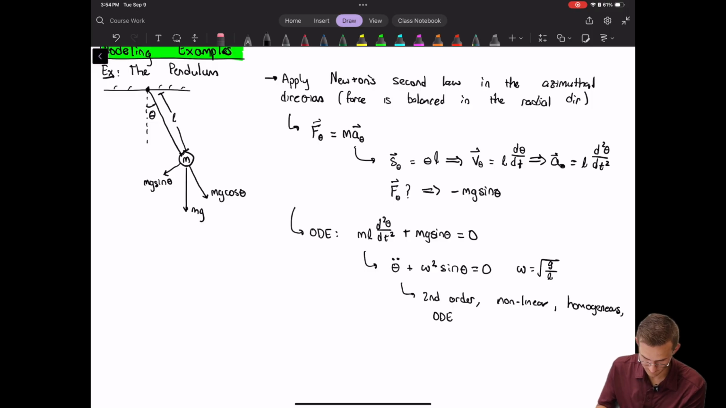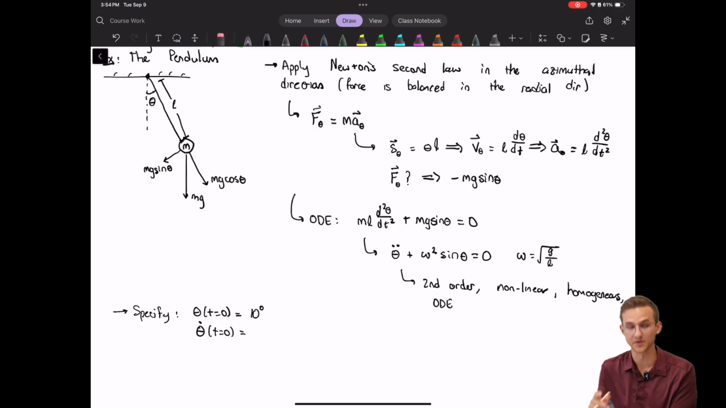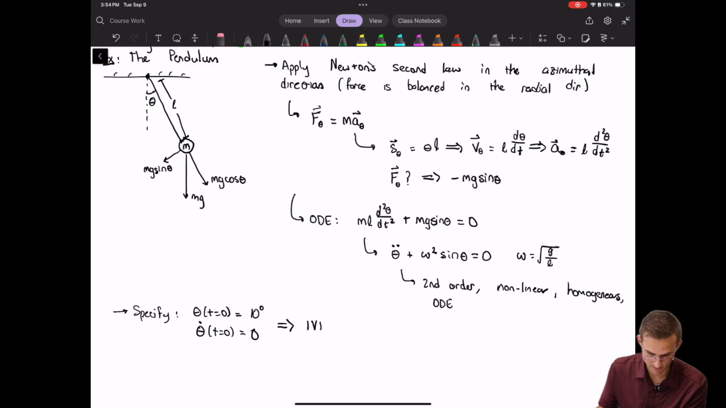Okay. And then we're going to specify some initial conditions, which is that theta, the initial displacement at time equals 0, is equal to 10 degrees. And we'll say that the derivative of theta at time equals 0 is equal to 0. In other words, we're lifting it to 10 degrees displacement and we're dropping it. Okay, and since both of these are specified at t equals 0, that makes this an initial value problem.